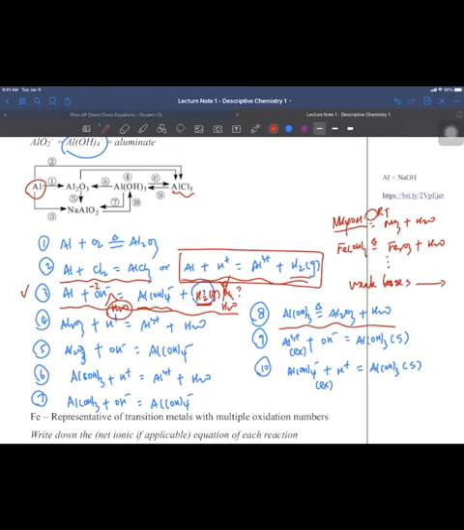Do you guys have any question about number 9 and number 10? Why do I emphasize these two must be in excess? Think about if this one is in excess, what will be the problem?